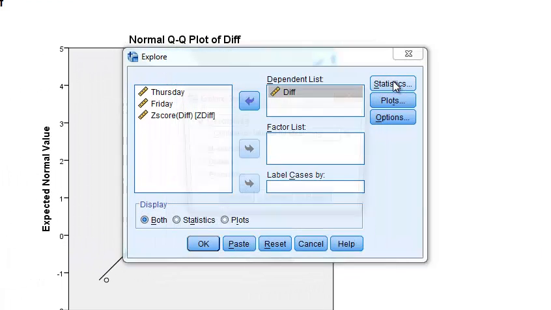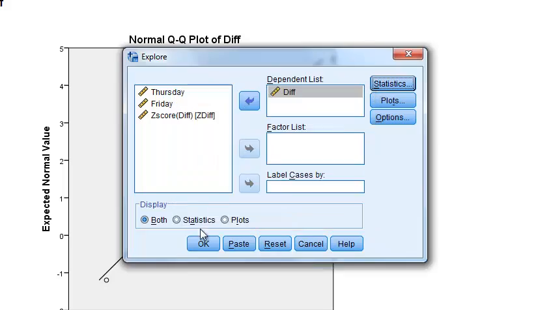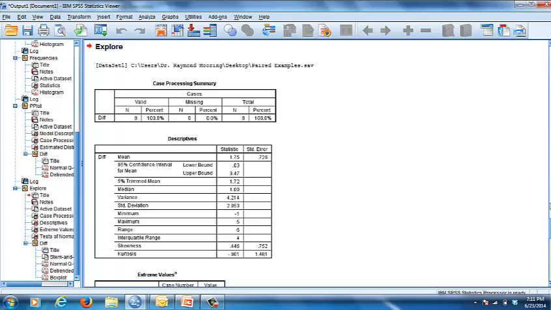Everything else is okay. Take a quick look in statistics. Alright, give me the confidence interval. That's fine. Also, give me the outliers. Why not? Okay. And click continue. And click OK. Okay. So we go down to the bottom.